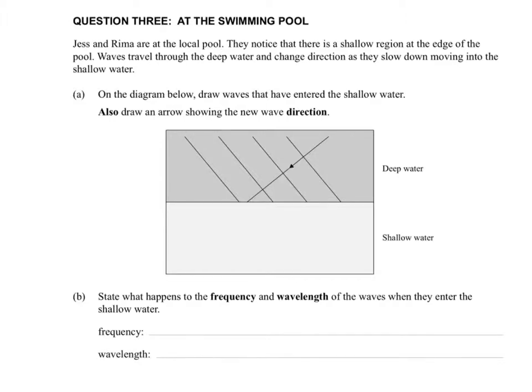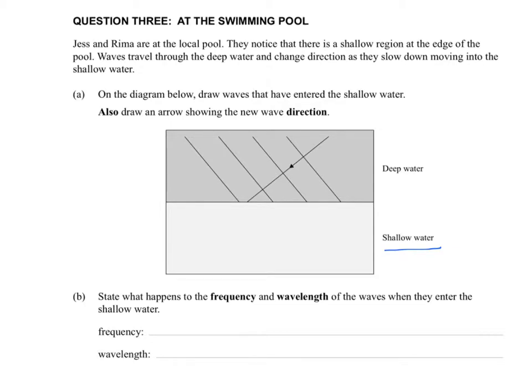So question 3, at the swimming pool, Jess and Rima are at the local pool. They notice that there is a shallow region at the edge of the pool. Waves travel through the deep water and change direction as they slow down, moving into the shallow water. So we can see the shallow water there on the bottom. On the diagram below, draw waves that have entered the shallow water.